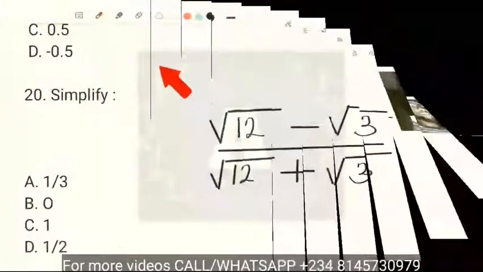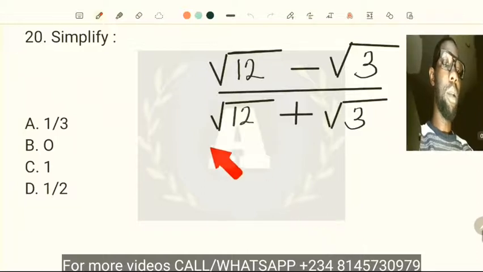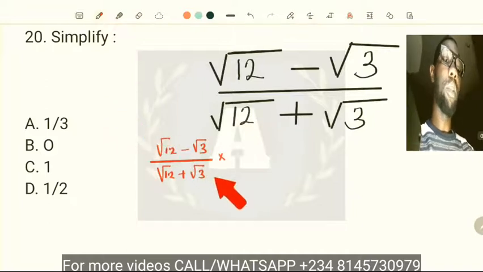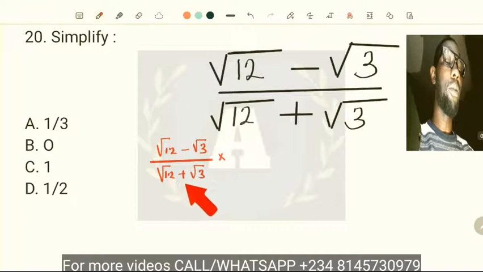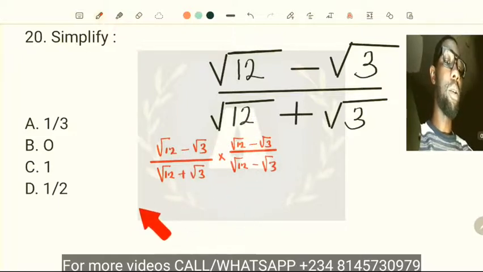So in this next question, we've been asked to simplify root 12 minus root 3 all over root 12 plus root 3. Now this is conjugate surd. So how do we do that? We have root 12 minus root 3 all over root 12 plus root 3. We are going to multiply the numerator and the denominator by the conjugate of the denominator, that is root 12 minus root 3. So we multiply this by this and this by this.